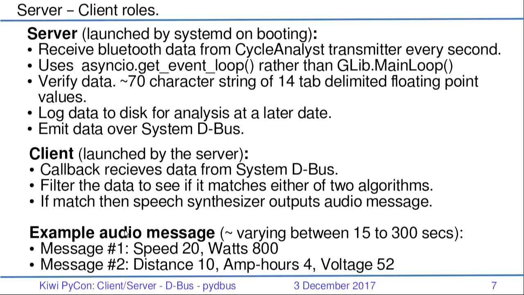For example, down here, the audio messages are, one type will be something like speed 20, watts 800. And the other one will be distance 10 kilometers, amp hours 4, and voltage 52. So those are the messages.